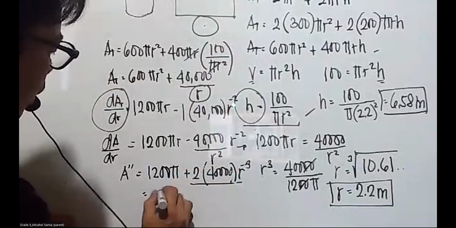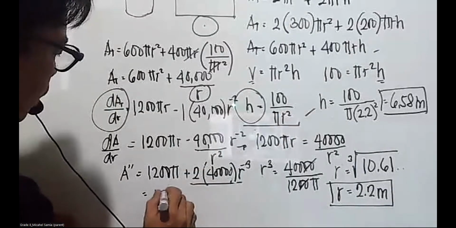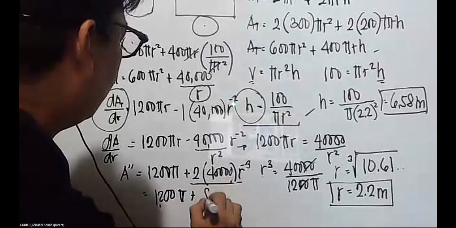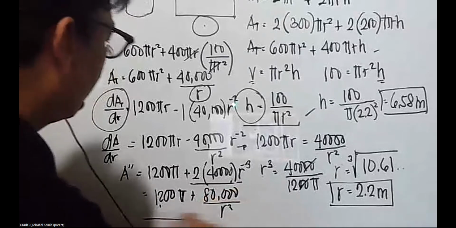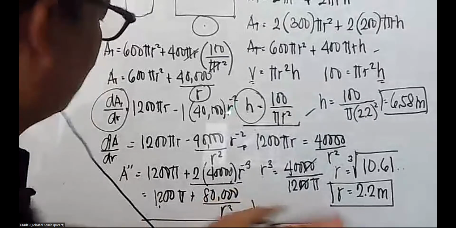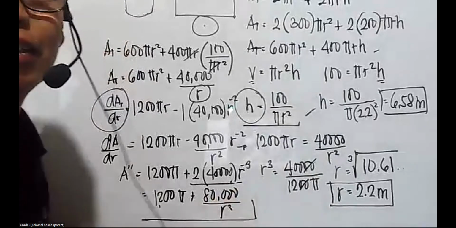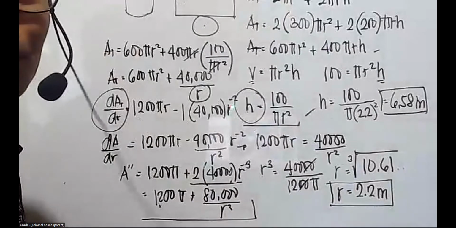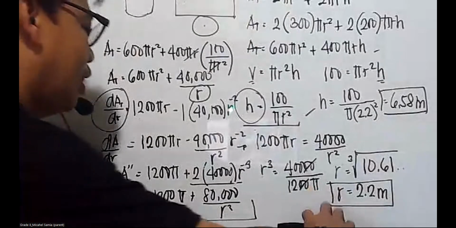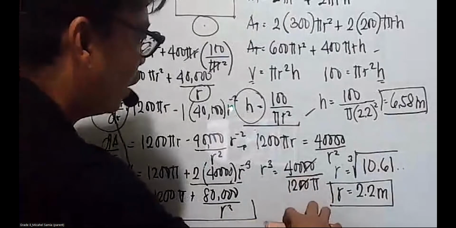Well, anyway, so your area now is 1,002 pi. Plus this is 80,000 all over r cubed. Okay. So from this value, it's obviously greater than 0. So it is a minimum value. Less than 0 would be a negative or maximum value.